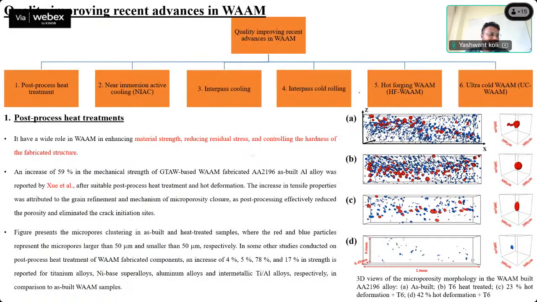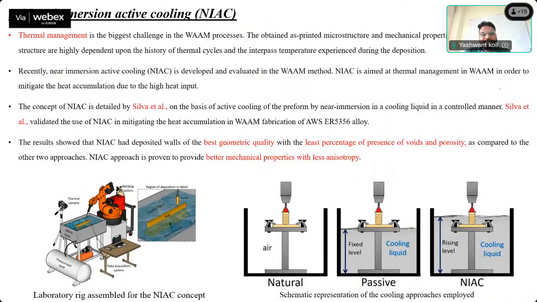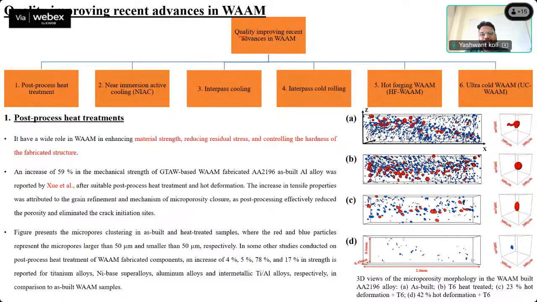So how can we improve the WAM component? I think the time is over, but in brief, I can tell you how the quality of WAM can be improved. It is by post-heat treatment, near immersive active cooling, interpass cooling, interpass cold rolling, hot forging WAM, and ultra cold WAM. So these are the six possible solutions for how you can improve the WAM quality after fabrication.